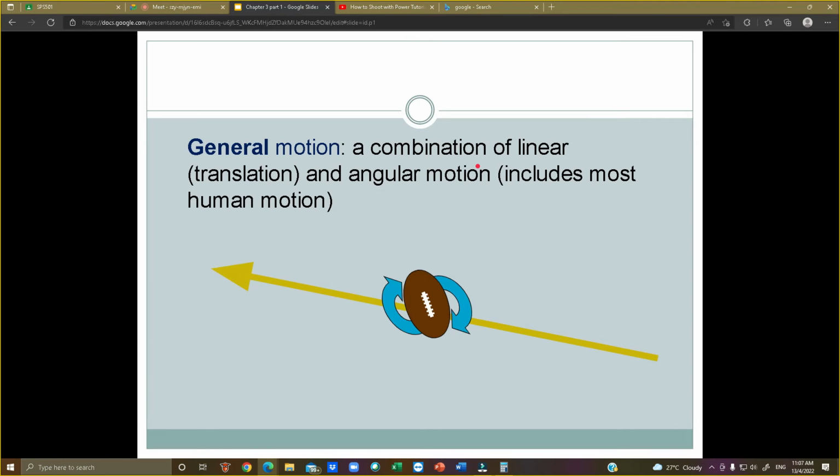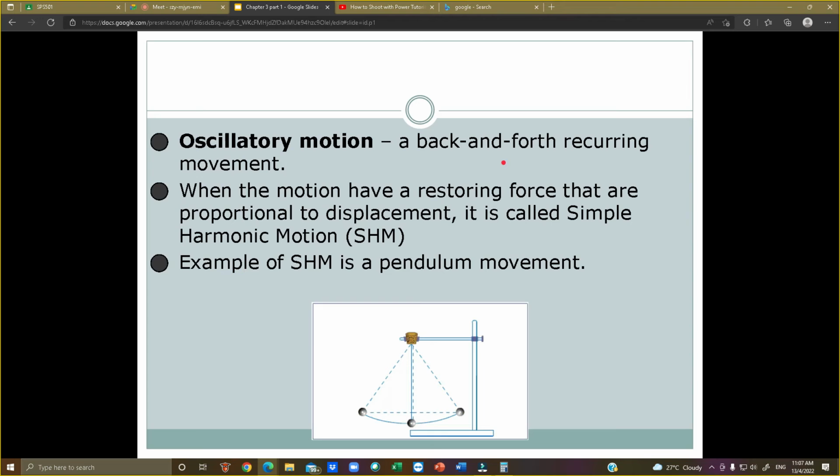These are the 3 basic motions: linear, angular, general. Like this ball, it travels forward and at the same time it rotates. The pathway of traveling forward is linear. The rotation is angular. So the combination of these two is general motion. Those are the 3 basic ones. And then we have oscillatory motion.